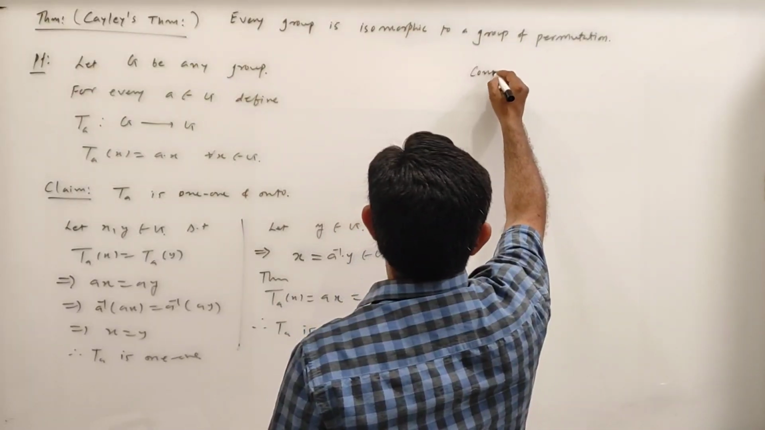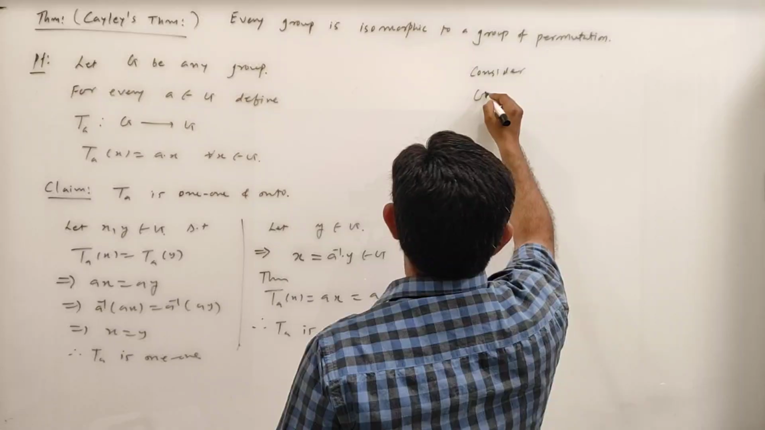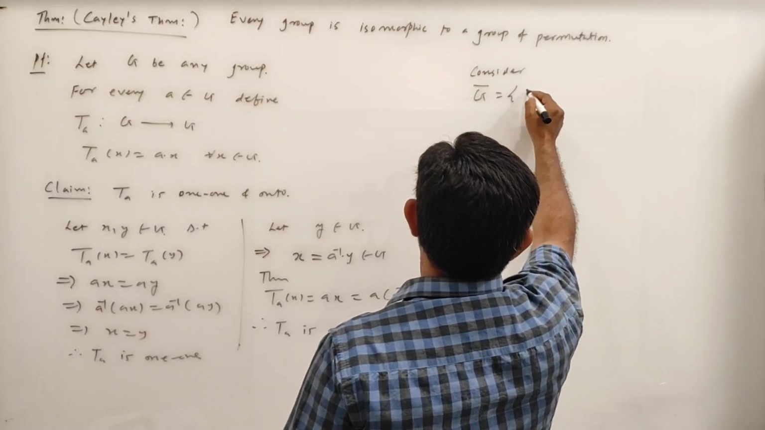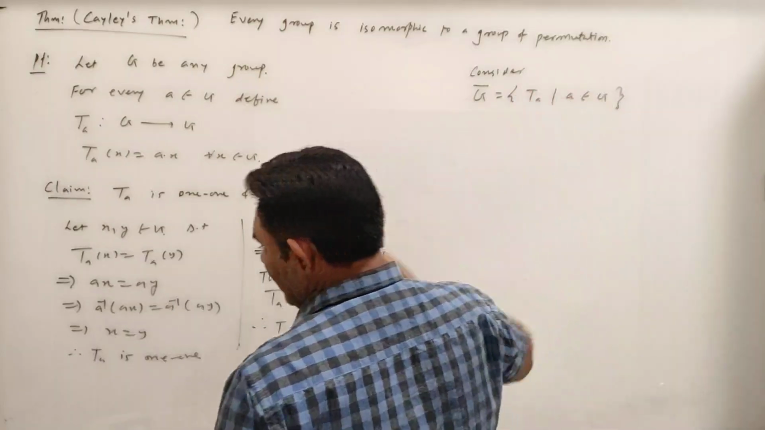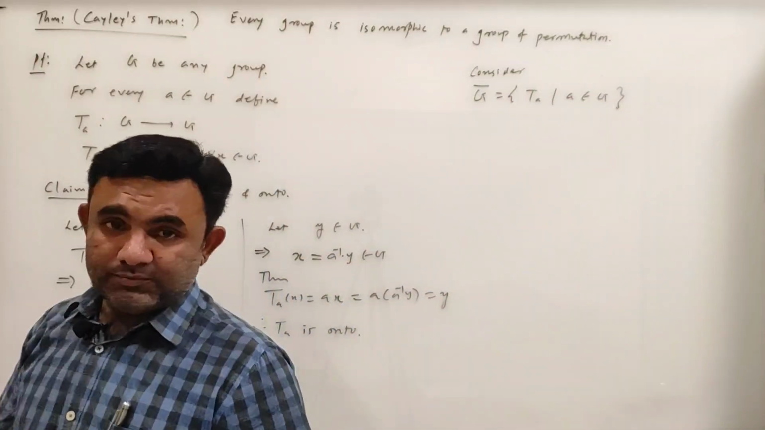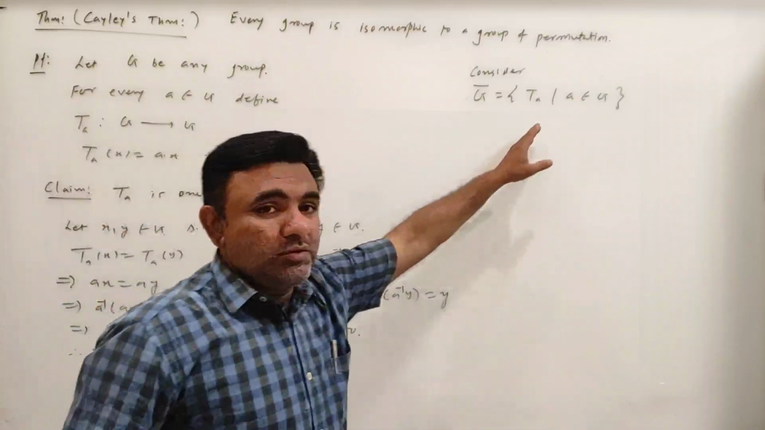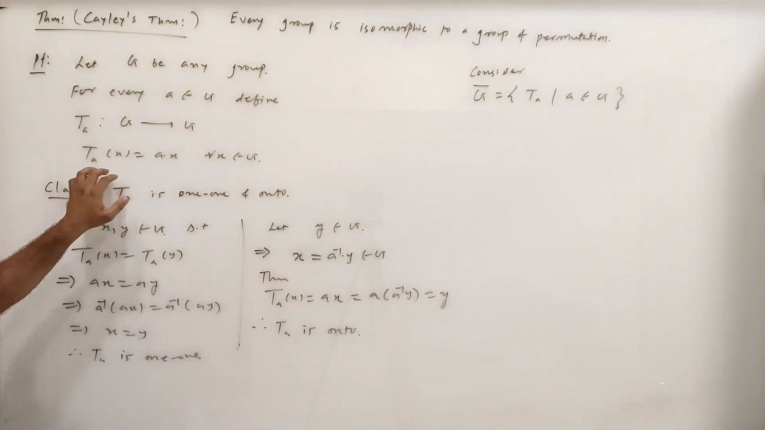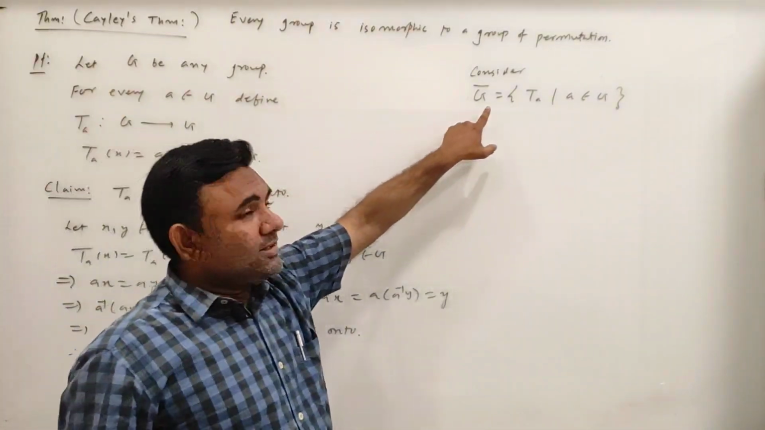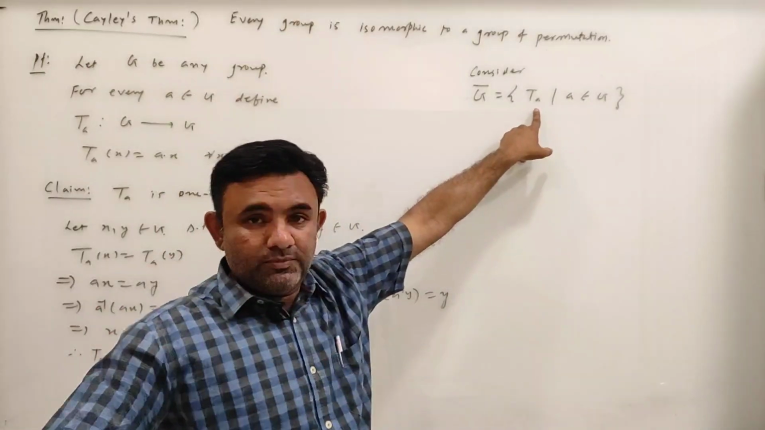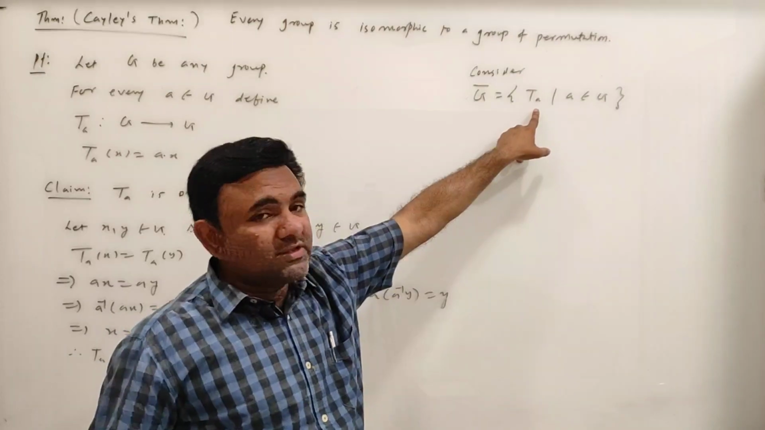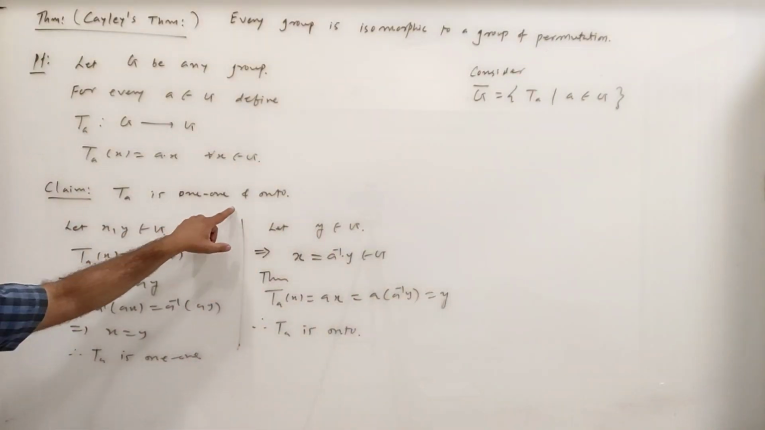So now you consider G bar equal to TA, where A belongs to G. So corresponding to every A in G, you consider TA. TA is a mapping from G to G, defined like this. So G bar is what? It is a collection of functions from G to G, and those functions are 1-1 and onto.